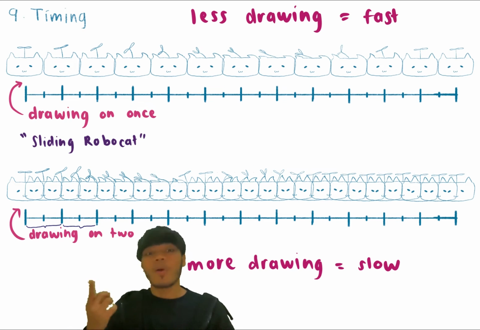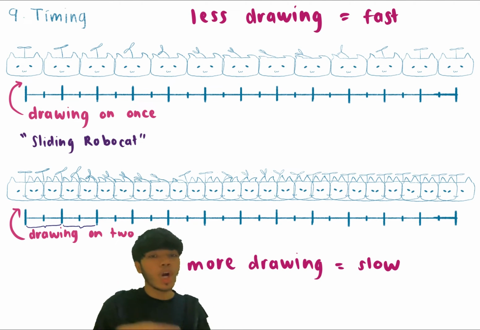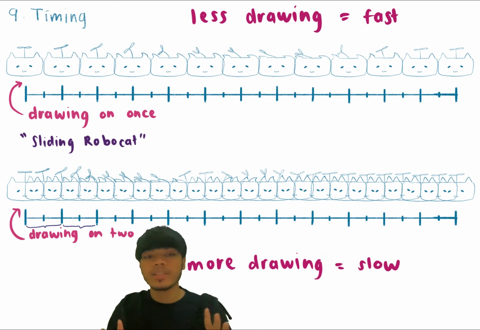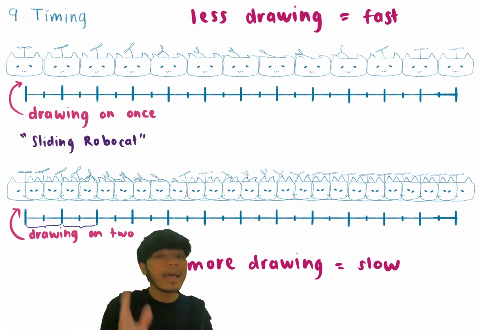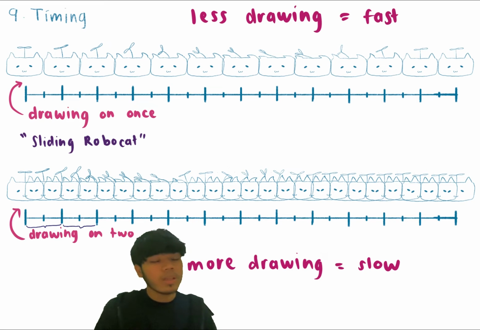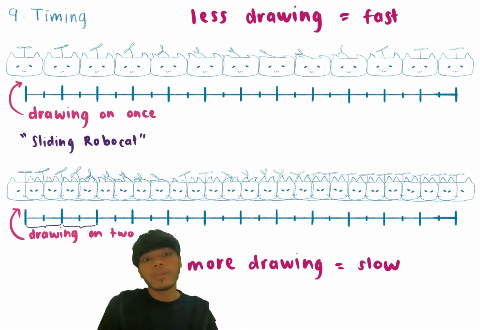For the next principle of animation, we have timing. Timing is about drawing on ones or drawing on twos. The fewer the drawings, the faster the animation will be. So if we draw on ones, we make our animation look fast because there are fewer drawings. The more drawings will make slower animation. If we draw on twos, it will be slower, but also smoother.